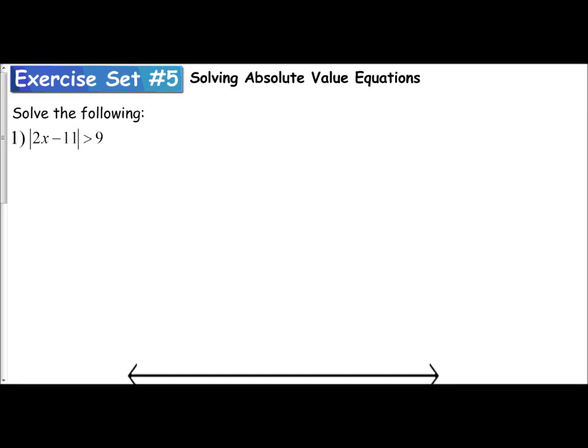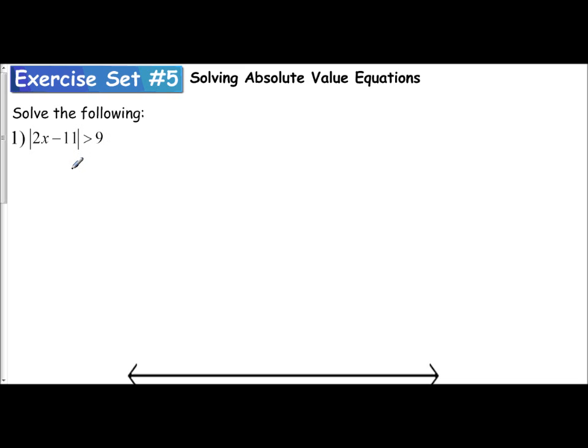Now that we examined how to approach solving absolute value inequalities and how to convert them to the appropriate compound inequalities, let's actually practice some solving. So first problem, we have the absolute value of 2x minus 11 is greater than 9. And I'm going to do the same thing I've done before. I'm not just going to read it like that.